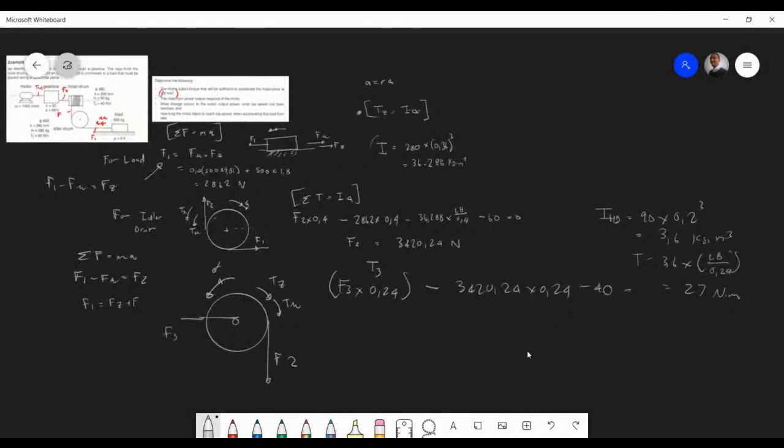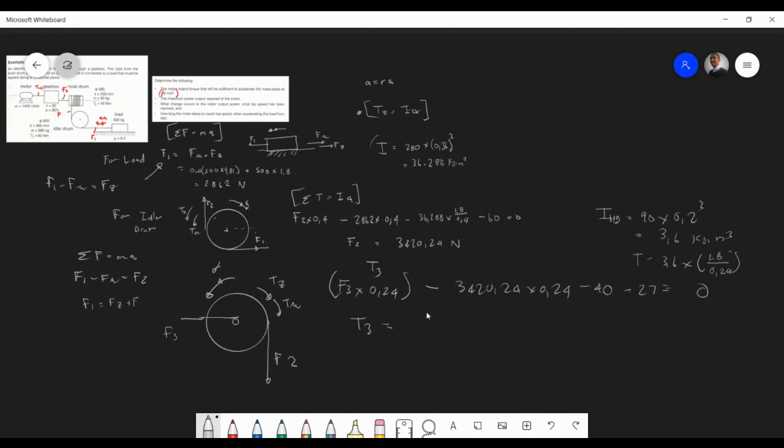So that's fairly simple, minus the 27. Okay, that's over here equals 0. Okay, let me just erase this. Okay, so like I said, I'm not gonna find F3 now. I just care about torque 3 here because I need the torque essentially. And that's gonna be now 3240.24 times 0.24 plus 40 plus 27, and you get a value of, am I missing something?